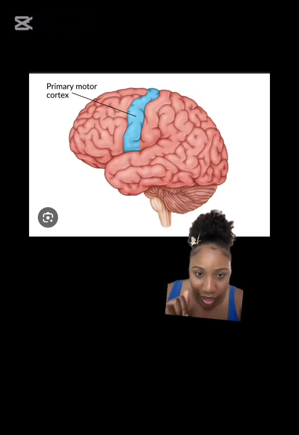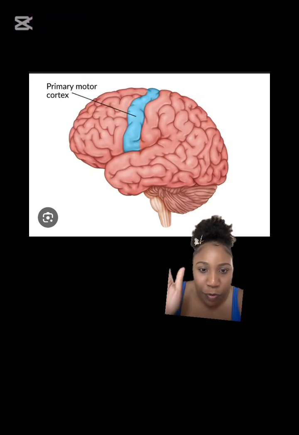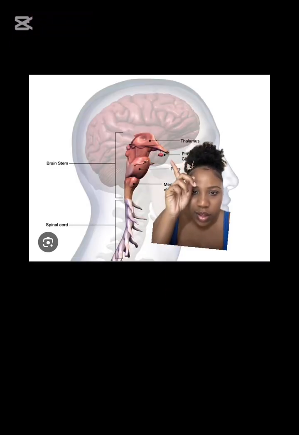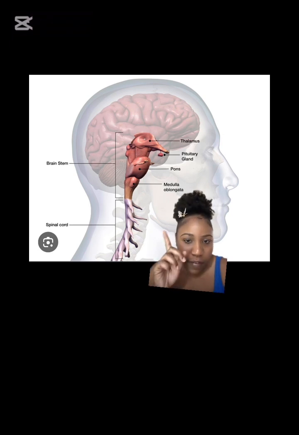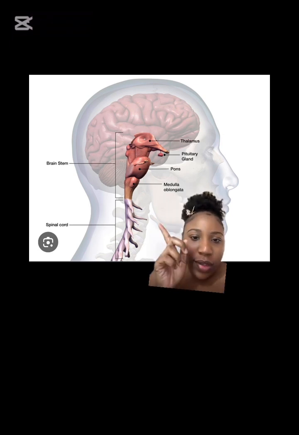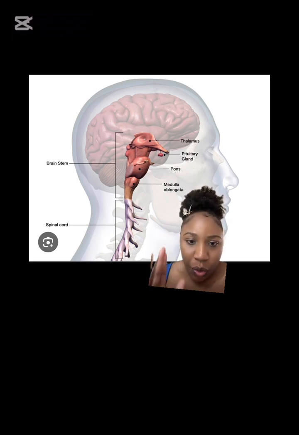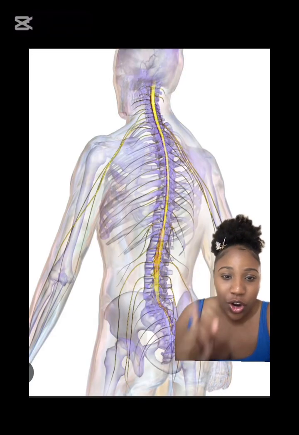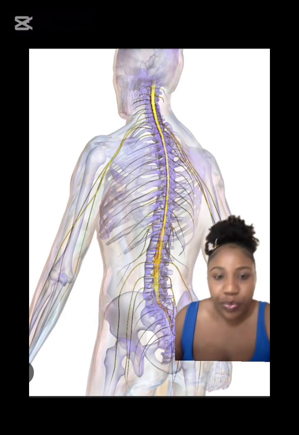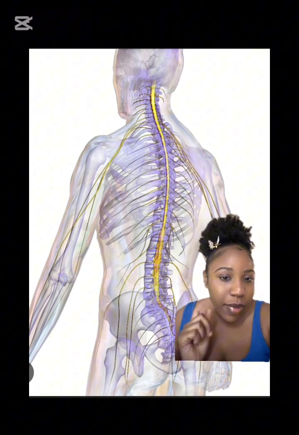So it all starts in the motor cortex of the brain. This is where voluntary movement is planned. The signal travels down through the brainstem and into the spinal cord via upper motor neurons. Once in the spinal cord, the signal reaches lower motor neurons, which exit the spinal cord and travel through peripheral nerves. These nerves carry electrical signals toward the muscles in the arm and hand.